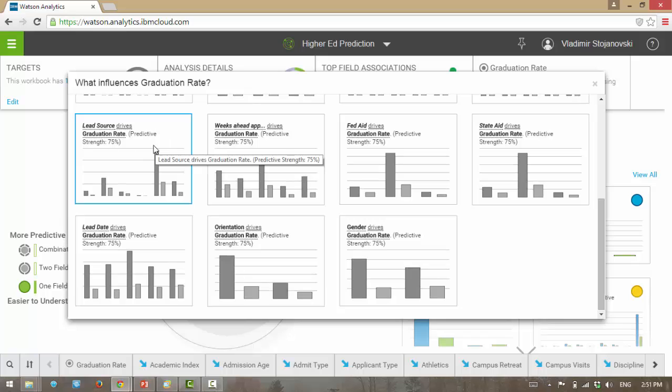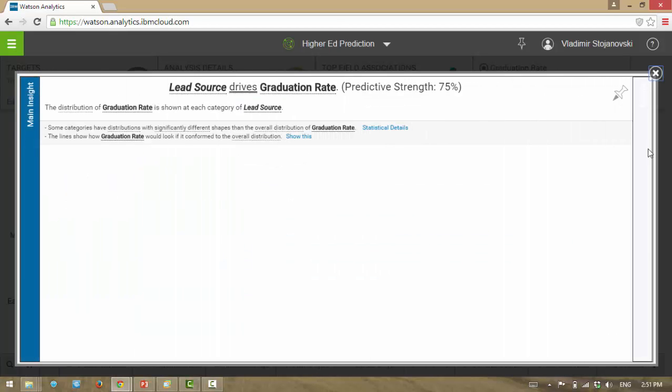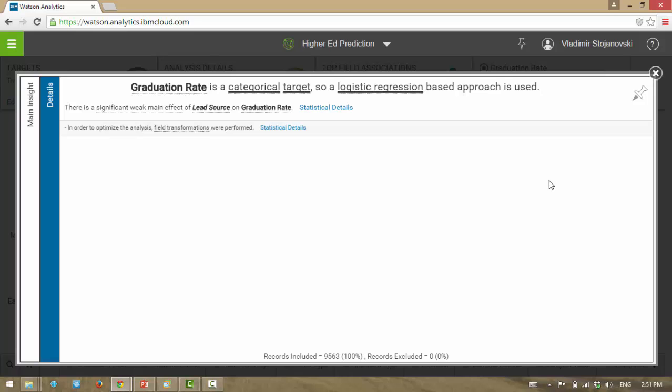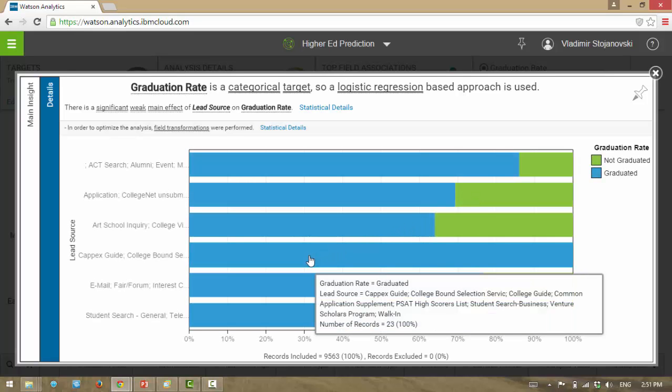Lead source. This is something that our admissions department has an interest in. Some lead sources are better at attracting students that are more likely to graduate. Let's take a look at this. What we find here is that students that are attracted through these lead sources have a 100% rate of graduation.